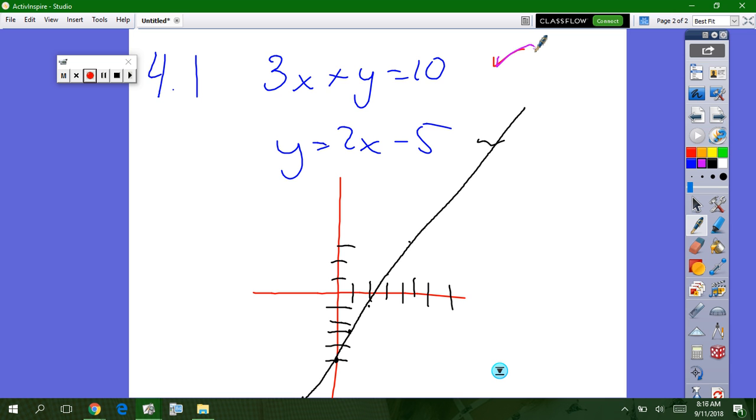Would that be a great graph to do by the intercepts? The y-intercept's pretty easy. It's 10, right? What's the x-intercept? 10/3, which is 3 1/3. Is that the most exact way to graph that, probably? So what should I do? Maybe say y equals -3x plus 10. Okay.